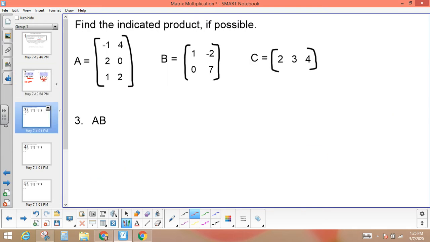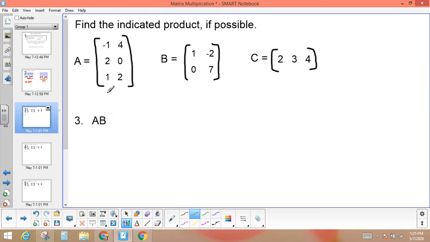All right, so here they want us to find the indicated product if it's possible. So remember, always check, because with matrix multiplication, it may not be possible and you can just stop and say not possible. All right, so if I want to do A times B.